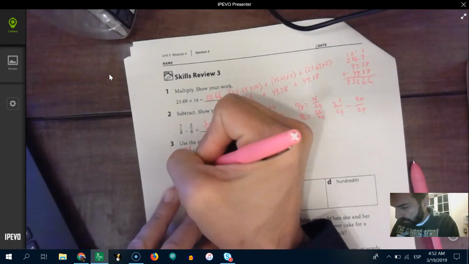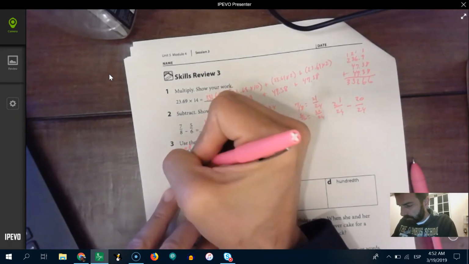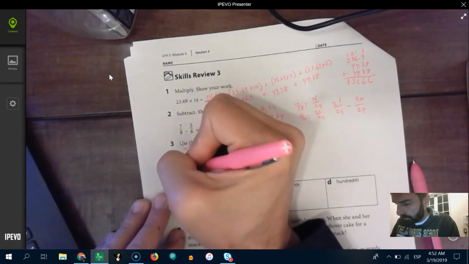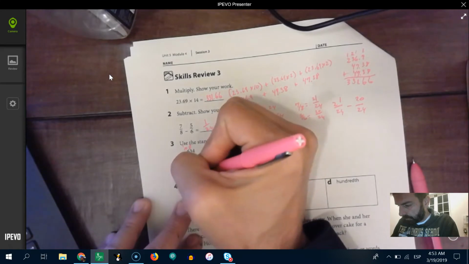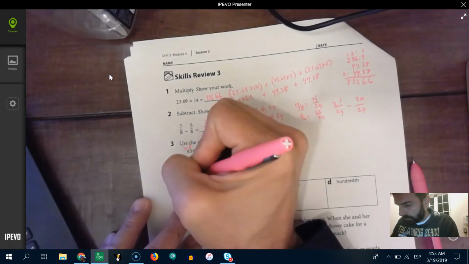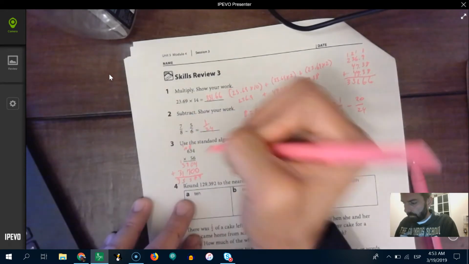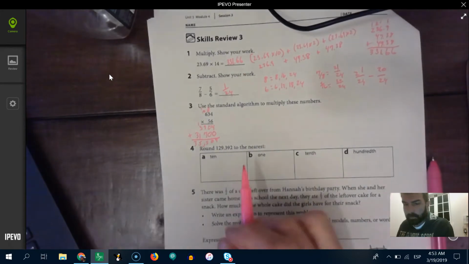5 times 4 is 20. Carry the 2. 5 times 3 is 15, plus 2 is 17. Carry the 1. 5 times 6 is 30, plus 1 is 31. And we have to add everything up. 4, 0. 8 plus 7 is 15. 5 and 3, so 35,504.